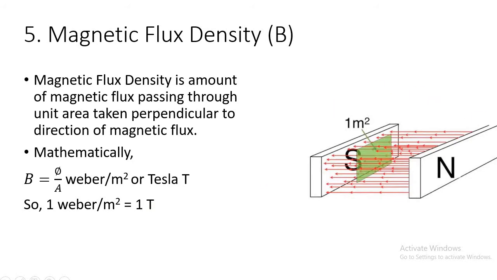So in this example, what I said is that N pole is radiating 100 flux lines and S pole is accepting 100 flux lines, and we have inserted a green cardboard which has 1 meter square area, and out of 100 flux lines only 50 flux lines pass through this green cardboard plane. So what is the flux density of this example?